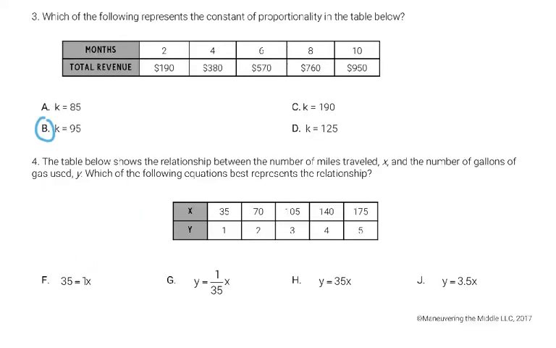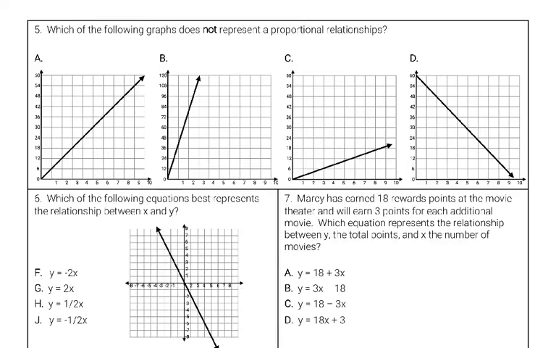Question number 4 says, the table below shows the relationship between the number of miles traveled, x, and the number of gallons of gas used, y. Which of the following equations best represents the relationship? The answer would be G, because I know that you always divide the y by the x.